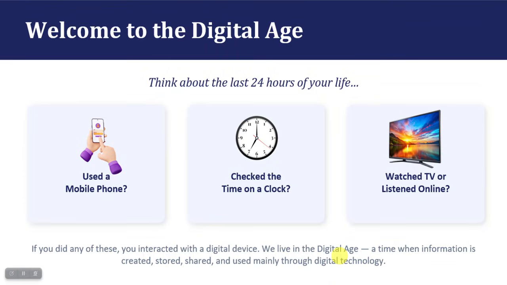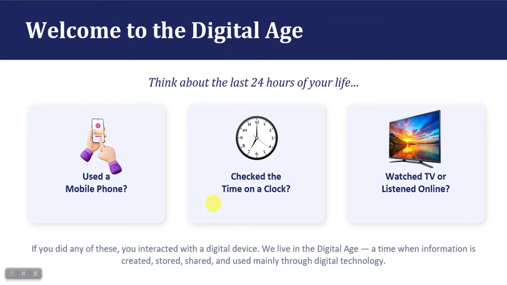Let's start with a little activity. I want you to think about the last 24 hours of your life. Did you use a mobile phone? Maybe you called a friend or checked something. Did you check the time on the clock this morning before coming to school? Or did you watch the television or listen to something online last night? If you did any of these things, guess what? You already interacted with a digital device today.